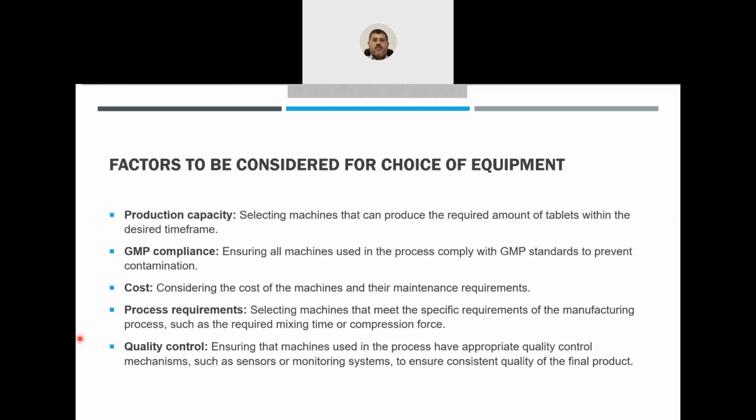Second thing is GMP compliance, because you can browse some supplier websites and you can see there are some machines just probably to use in other applications, not in pharmaceutical applications. But for pharmaceutical applications, they should comply with the GMP standards to prevent contamination. The main thing for GMP compliance is the machine is designed in some way that will prevent contamination of the product.